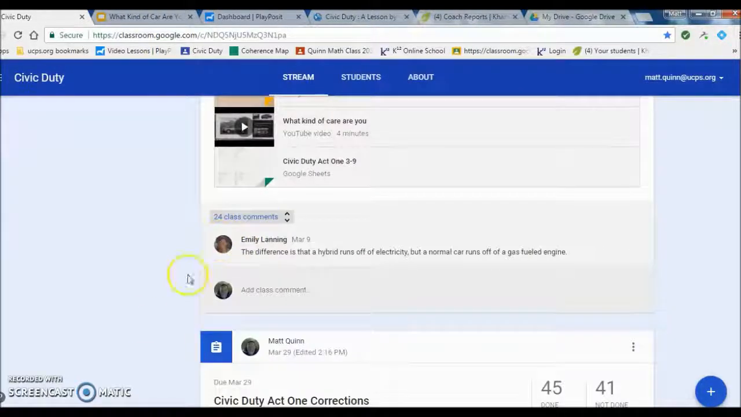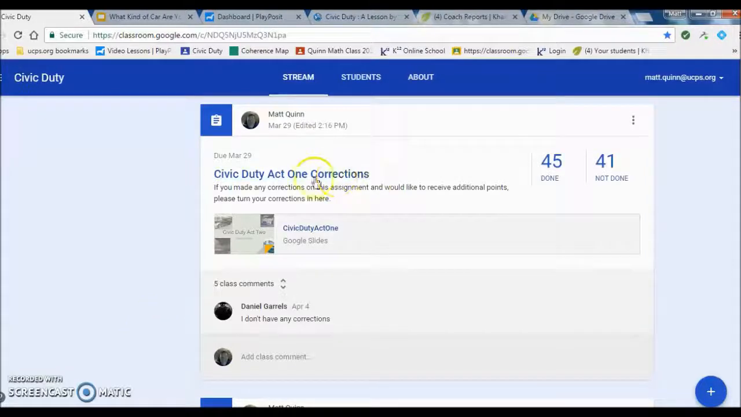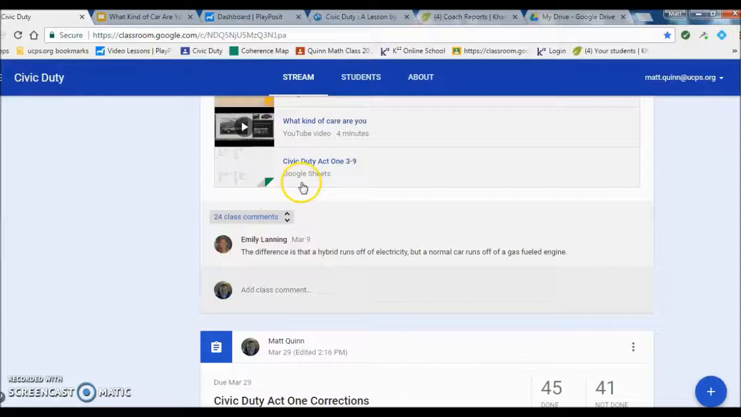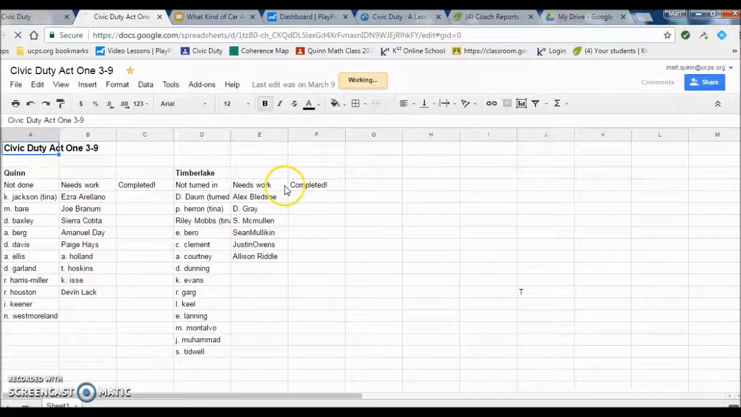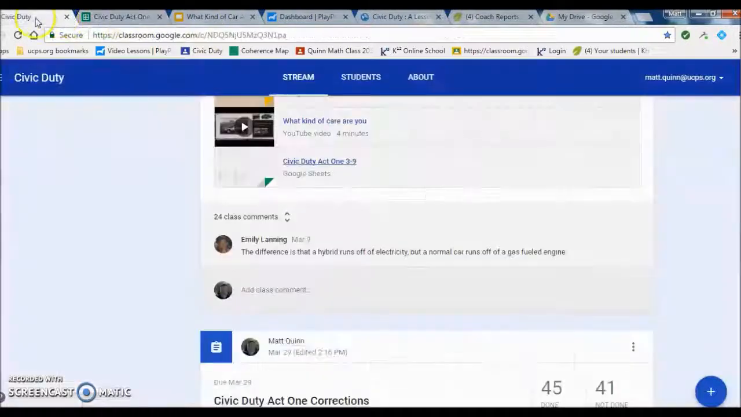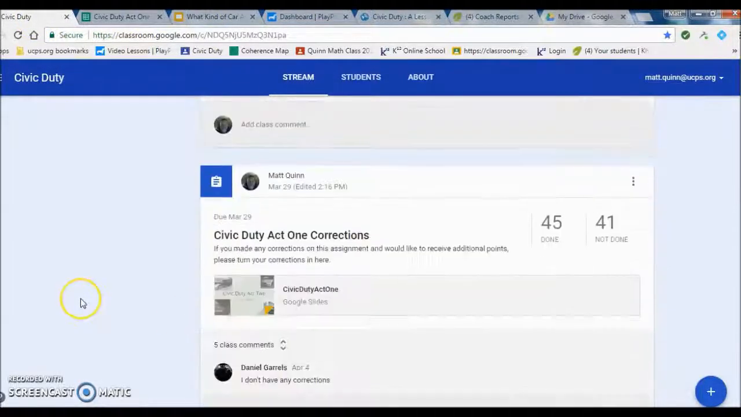Whoops, I thought I shrunk it. Here we go. All right, Civic Duty 1 corrections. A lot of them just didn't participate. We can go back up here and take a look at this, and we can see there's a long list of kids who not only didn't do anything, but it needs work. They didn't follow the directions. The first time around, almost nobody did it, so I created this to hopefully try for round 2.